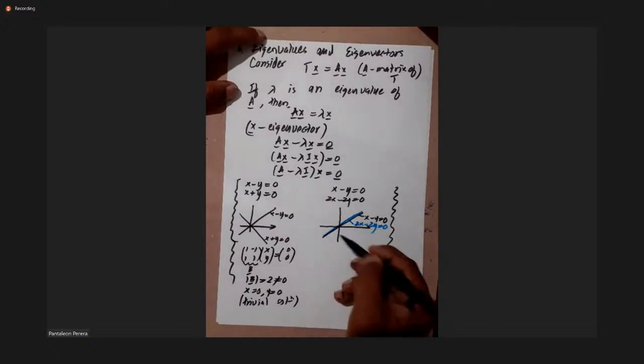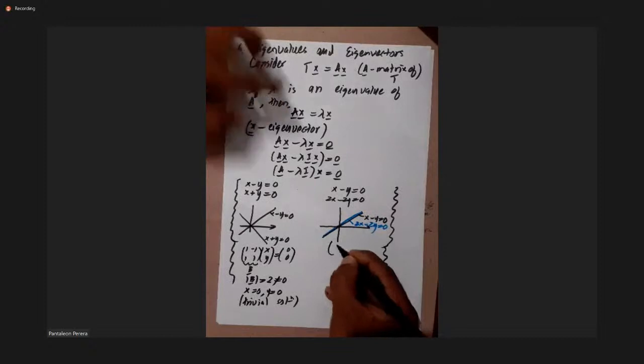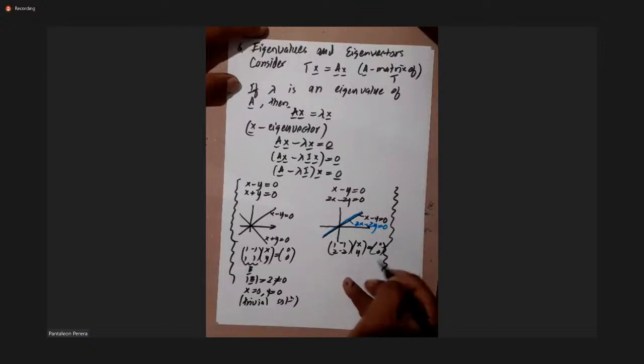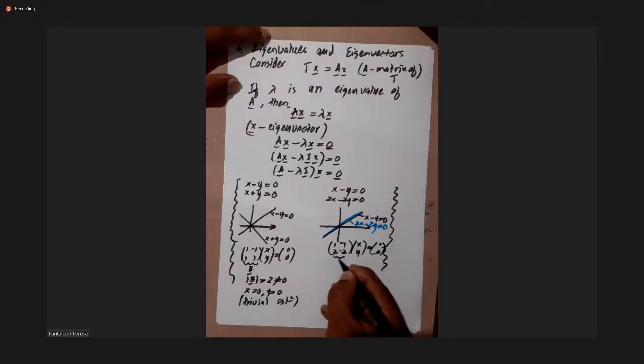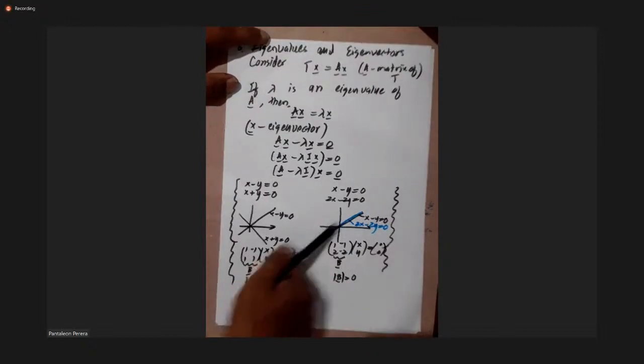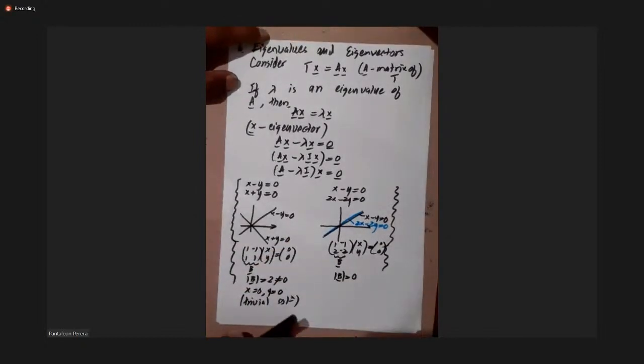Here what happens? We'll see. If you write this in the matrix form, it is like this. Then this reduced B is minus 2, minus 2, 0. Now, the second row is 0. So you get two overlapping lines. That means what?